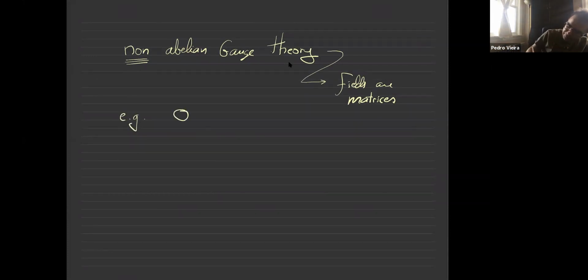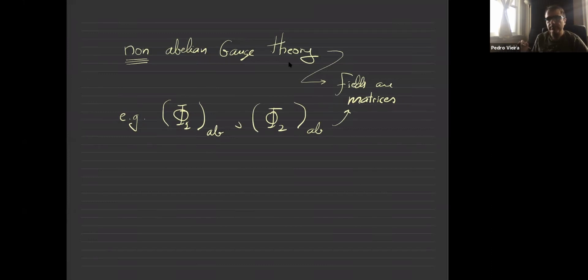Imagine I have a field phi one, which is a matrix AB, and a field phi two, which is also a matrix AB, such that, so this will be an example of a gauge theory coupled with two scalar fields, such that under gauge transformations these matrices would be conjugated, phi goes to u phi u minus one, with a continuous gauge transformation, like you are saying.